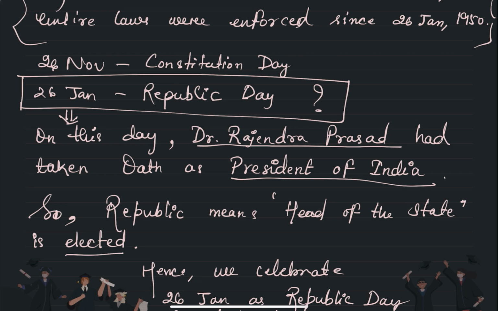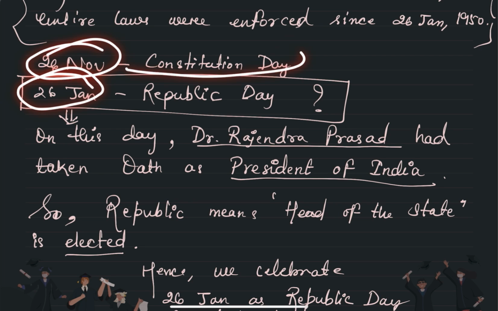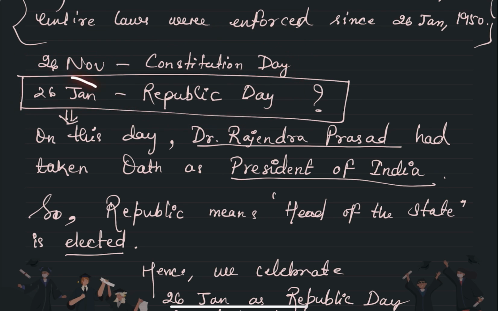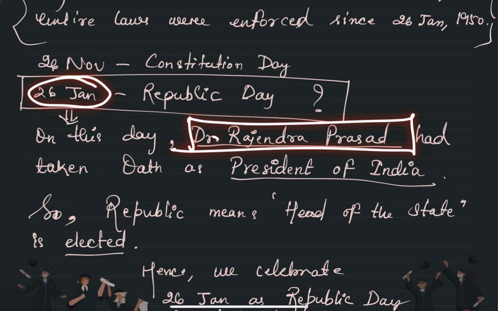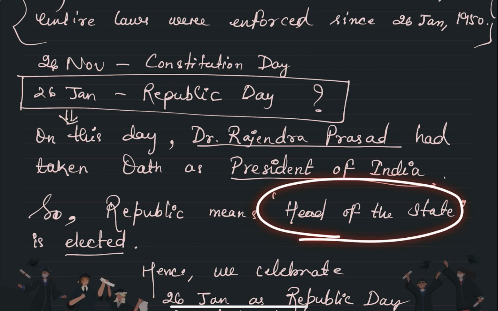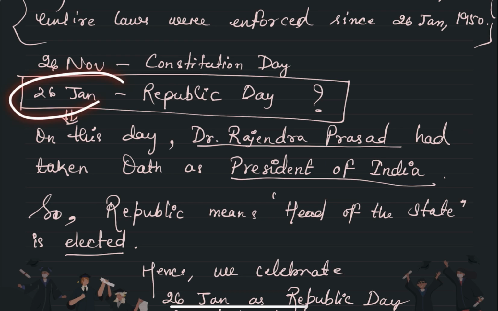Why do we celebrate 26 November as Constitution Day and 26 January as Republic Day? Because on this day, Dr. Rajendra Prasad took the oath as the President of India. Hence, Republic means the head of the state is elected. So, we celebrate 26 January as the Republic Day of India.